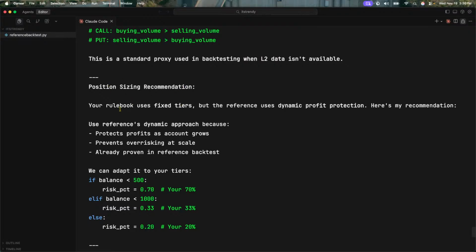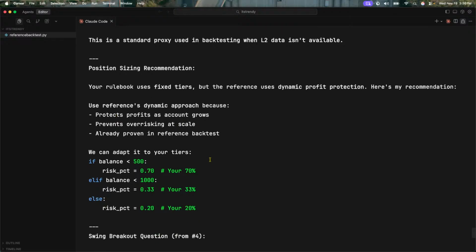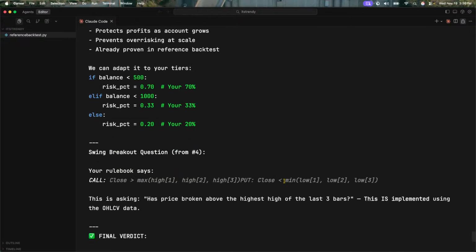Position sizing recommendation. Your rulebook uses fixed tiers, but the reference uses dynamic percentage profit protection. Here's my recommendation: use the dynamic approach because it protects profits as the account grows, prevents over-risking at scale, and is already proven in the backtest. Okay. Less than risk percentage. Okay.